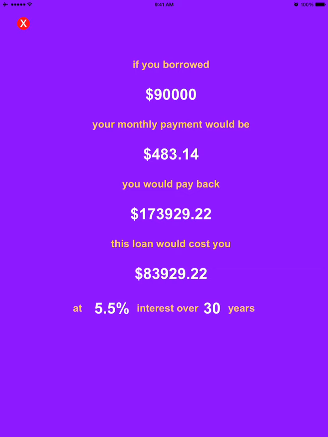So the sentence says if you borrowed $90,000, your monthly payment would be $483.14. You would pay back $173,929.22. The loan would cost you $83,929.22 at 5% interest over 30 years. So it aims to simplify the whole mathematical process, so it appeals to a general public. So you know how much you're borrowing, how much it's gonna cost you over the time period that you're gonna borrow it.